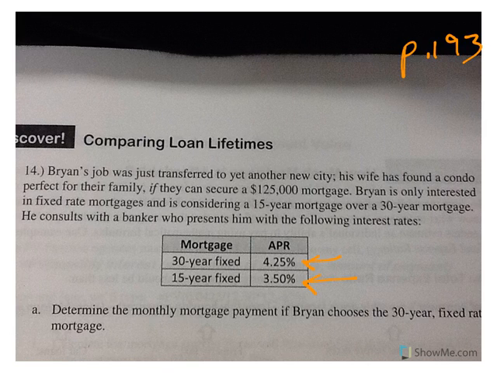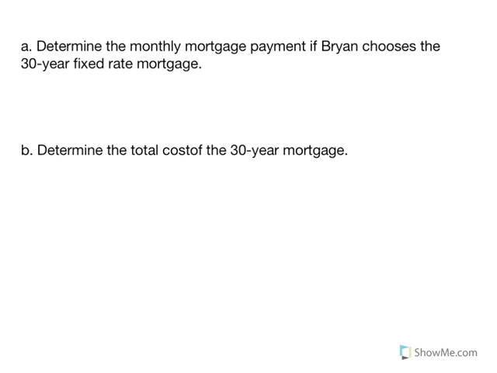So obviously, looking at the percentage rates, the 15 years has a better percentage rate, but you're also paying your house off in half the time, so the payments would be higher because of that. So we want to compare and see which one, or can they afford both of these. So, question A. Determine the monthly mortgage payment if Brian chooses the 30-year.